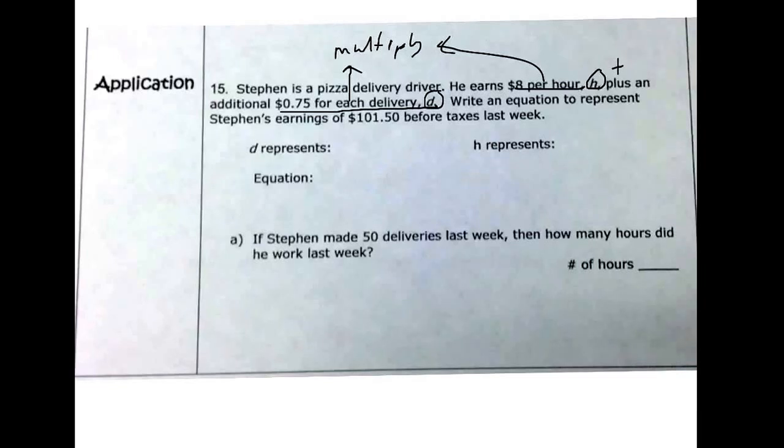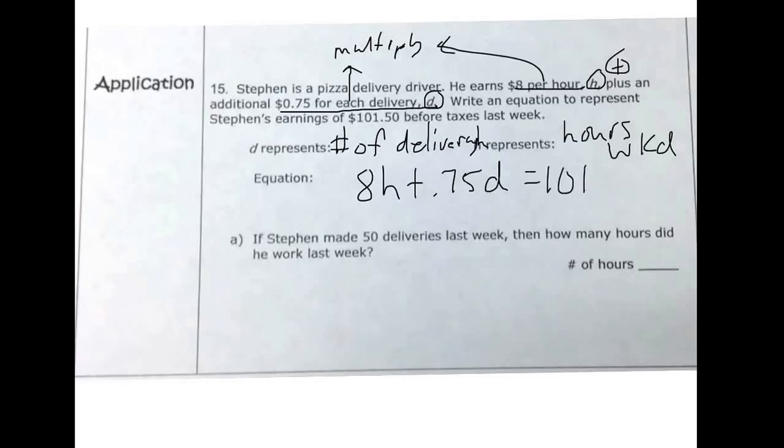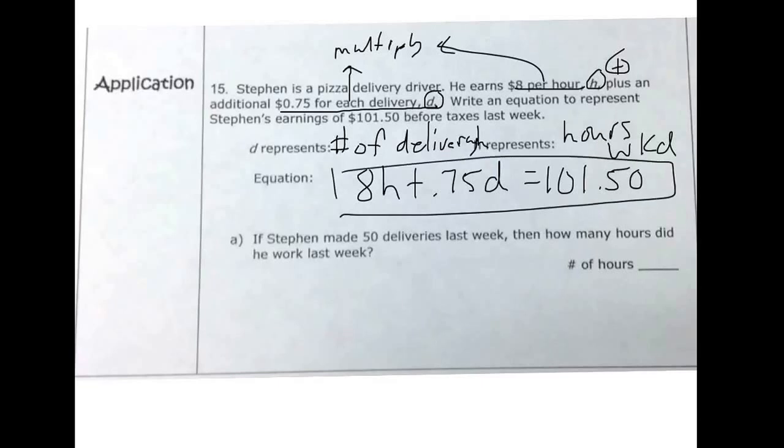So D represents number of deliveries. H represents hours worked. My equation is $8 for his hours plus 75 cents for his deliveries equals he made a total of $101.50. So this is my equation.